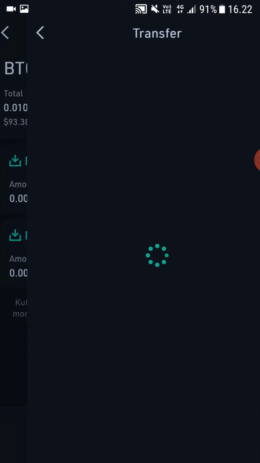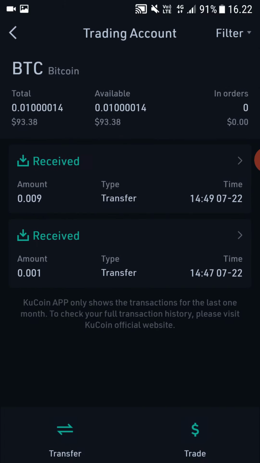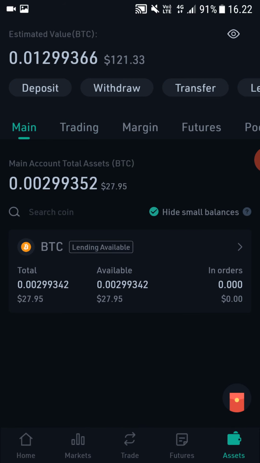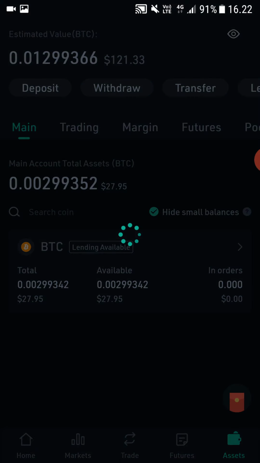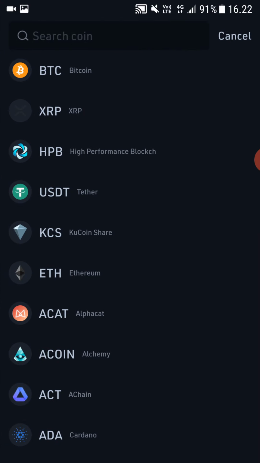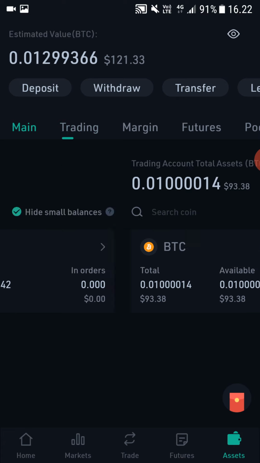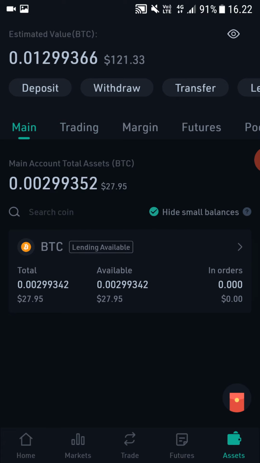And when you do this, from trading to main, when you have cryptocurrency in your main account, these are the funds that you can withdraw. You can't withdraw funds if they are in the trading wallet. So that's what you have to also remember. That's also really important.